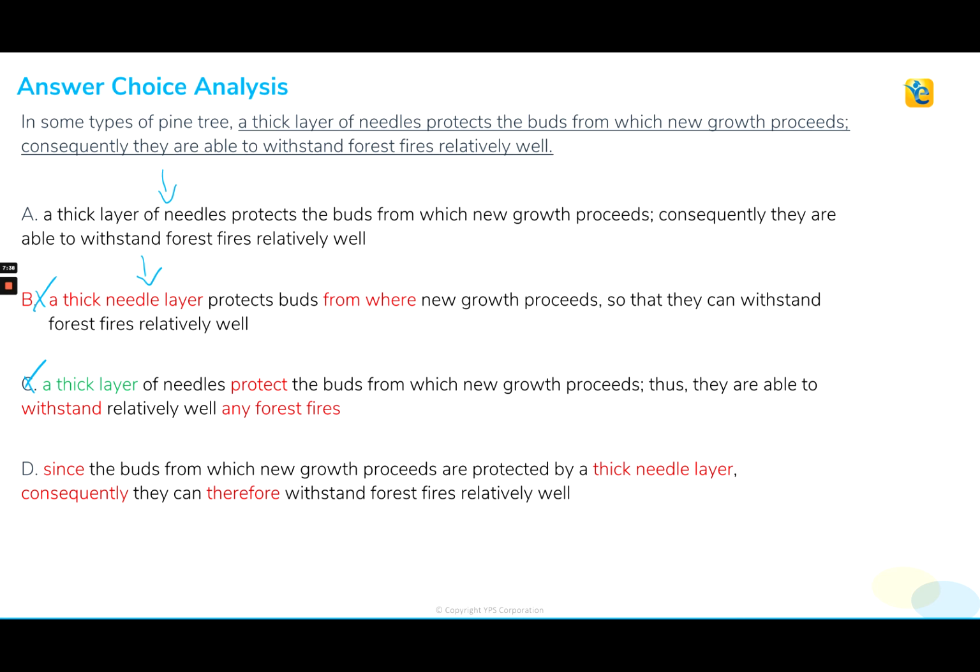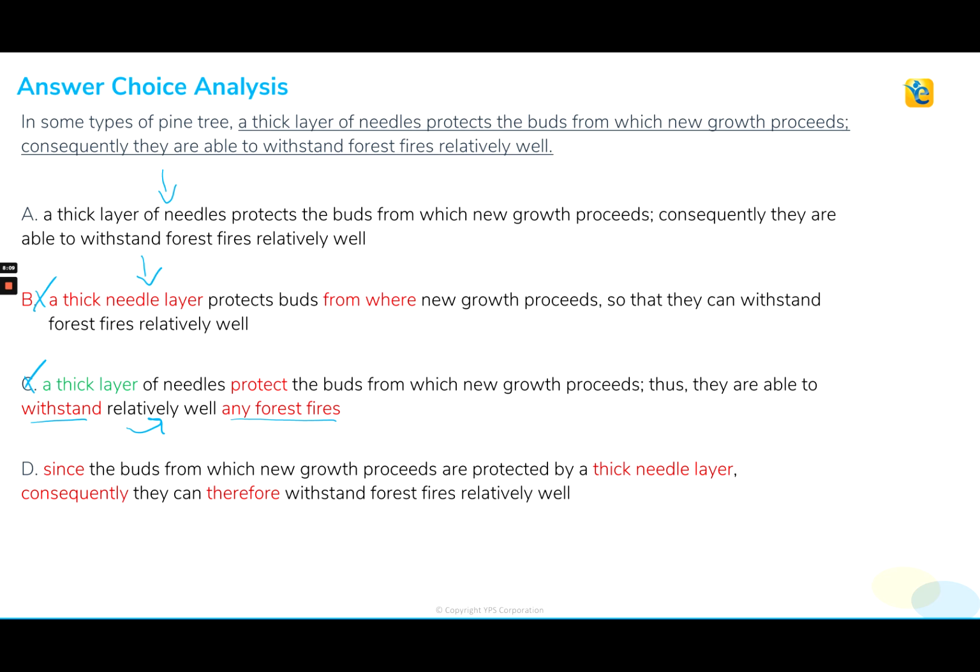In addition to that, take a look at this structure that we have. Any forest fires is separated from withstand. We have this adverbial phrase sitting in the middle, and these two entities, any forest fires withstand, should be closer together. They shouldn't be separated by this adverb. This creates an awkward construction, so we really need something that avoids that kind of awkward construction.